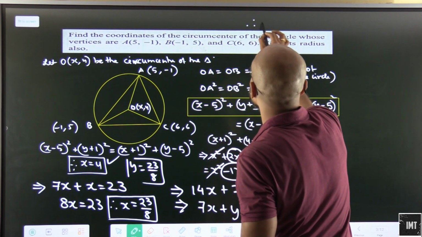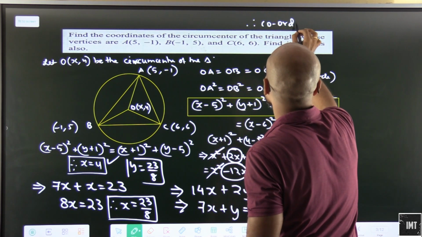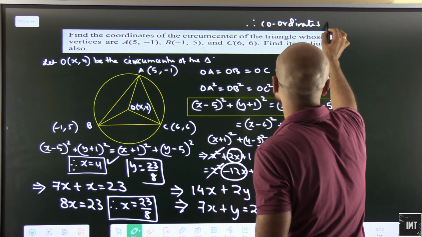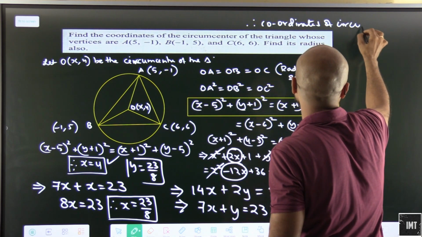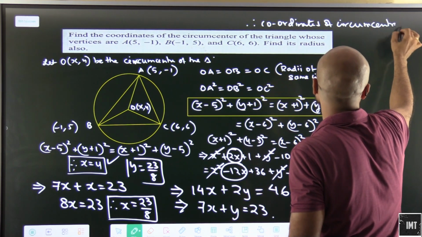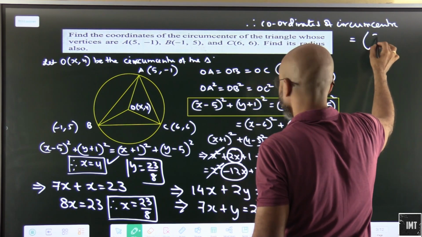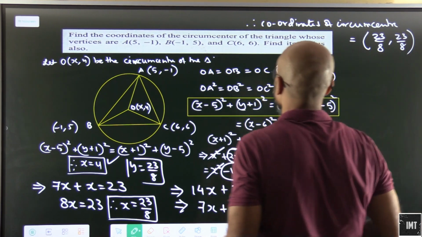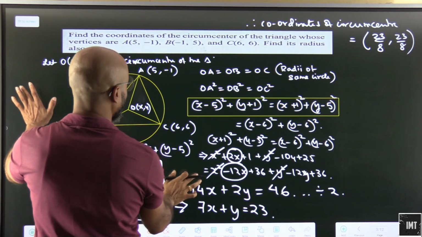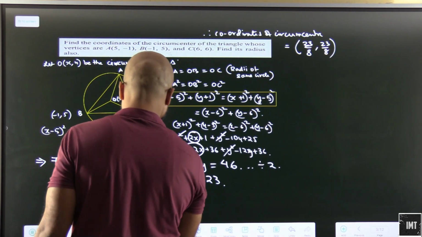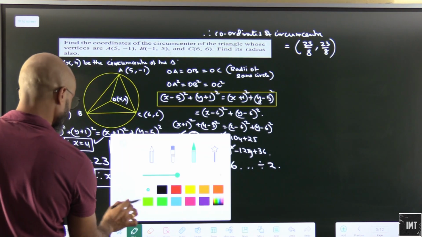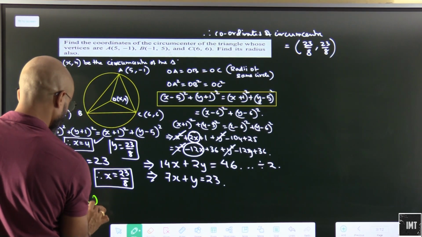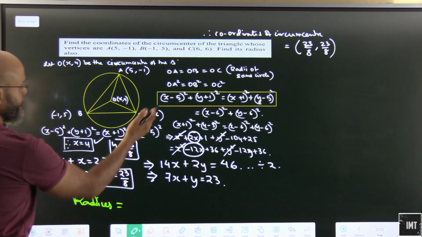So therefore the coordinates of the circumcenter are 23 by 8 and 23 by 8. What about the radius? So the radius will be, take any one of them.